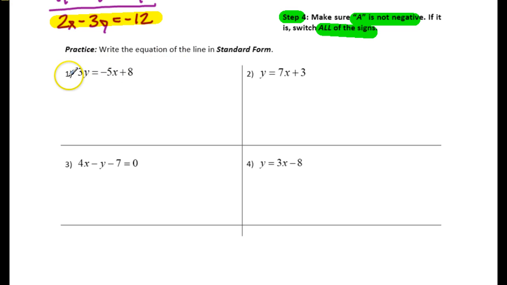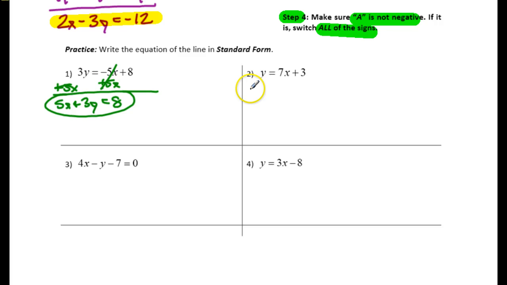Step 1 says get rid of the fractions. There's no fractions here, so I get to skip step 1. Step 2 says get your x and y on the left side, so this I have to do. I'm going to move my negative 5x over here by doing the opposite, which is plus 5x. These cancel out. I'm left with a positive 5x plus 3y, and all that's left over here is 8. Step 3 is get the constant on the right side. That's there, so skip that. Step 4, make sure the a is not negative. The a is not negative, so you see it's not always so bad. This one only took one step. 5x plus 3y equals 8. That is in standard form.